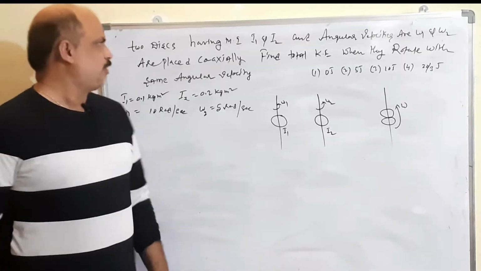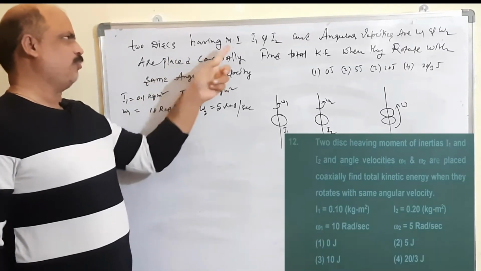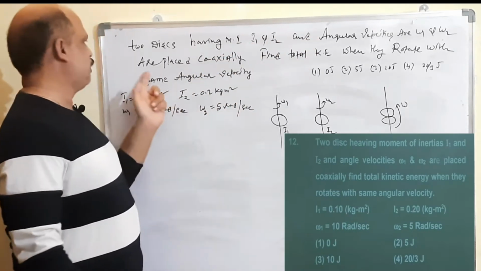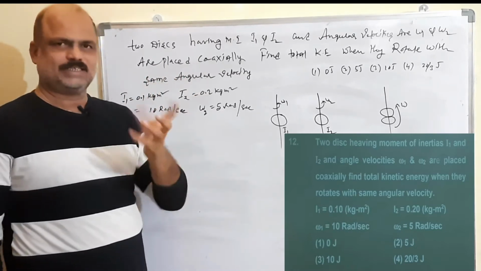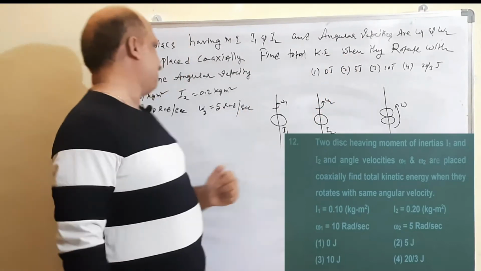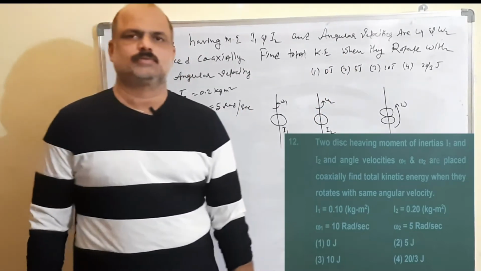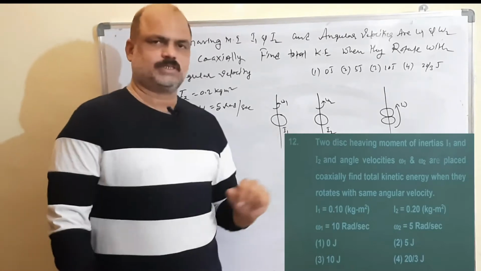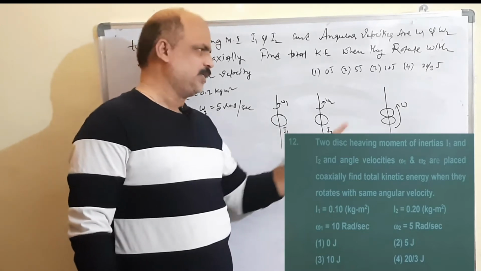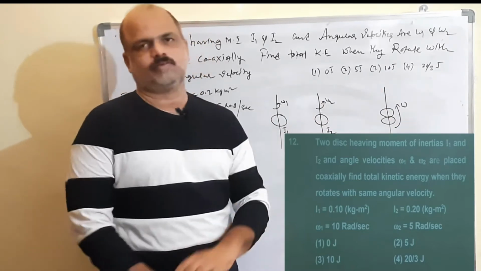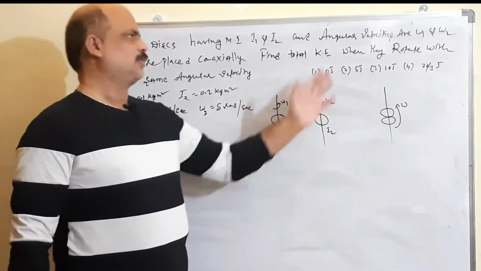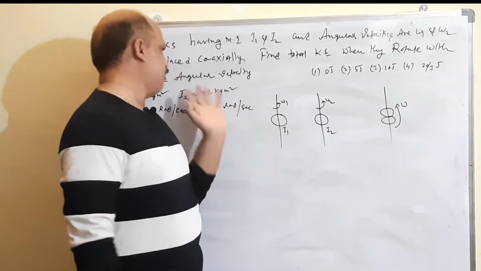So let us discuss another problem. Two discs having moment of inertia I1 and I2 and angular velocities omega 1 and omega 2 are placed coaxially. Find total kinetic energy when they rotate with the same angular velocity. So these are the two discs. Whenever these two discs are placed coaxially, they rotate with same angular velocity. Now we want to find out total kinetic energy when they rotate with the same angular velocity.